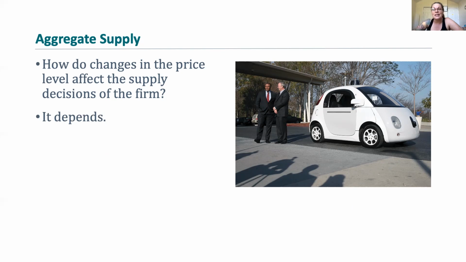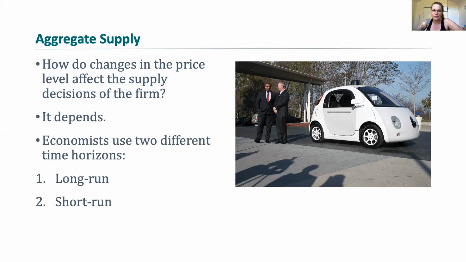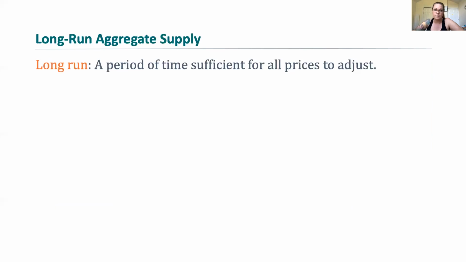And the it depends here, it depends on time horizon. Are we talking about short run or long run? So we're going to look at two different time horizons to develop two different aggregate supply curves, the long run aggregate supply curve and the short run aggregate supply curve. Let's start with the long run.